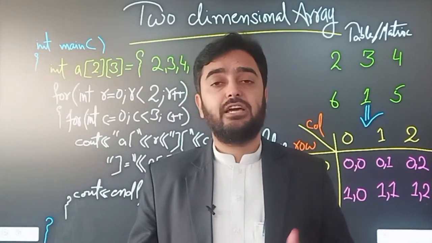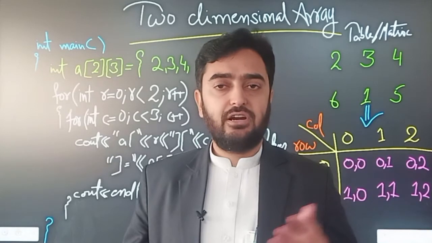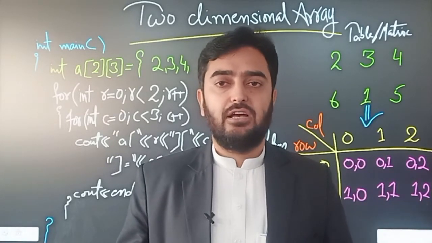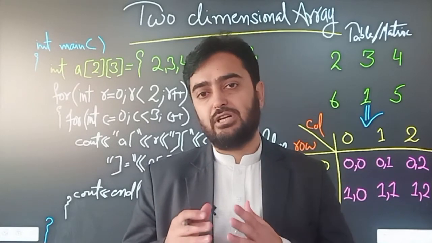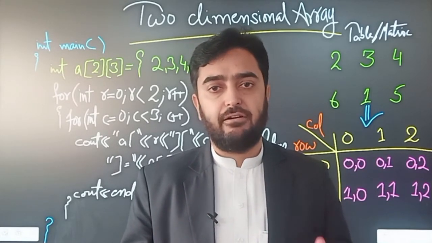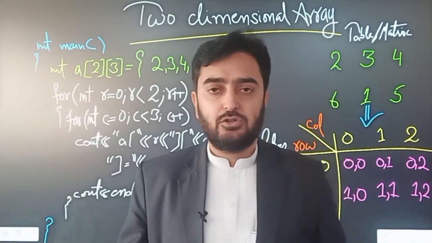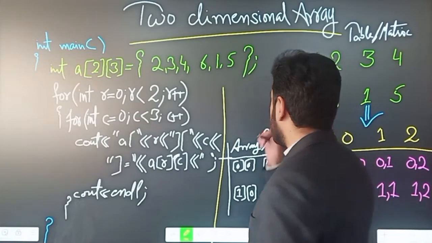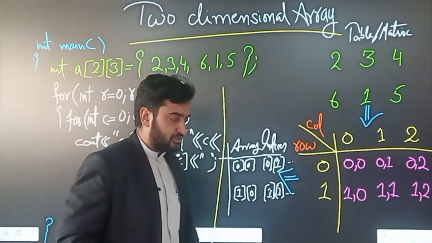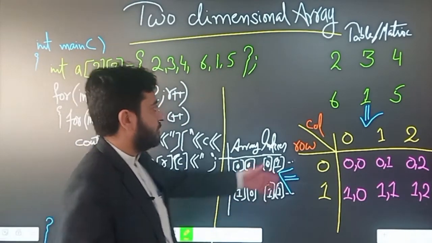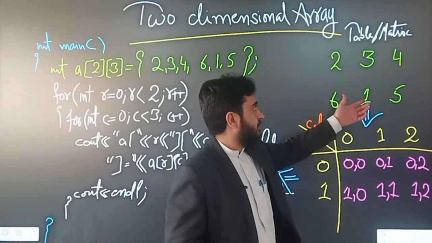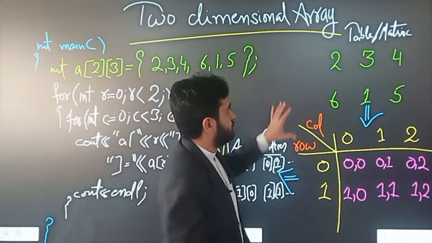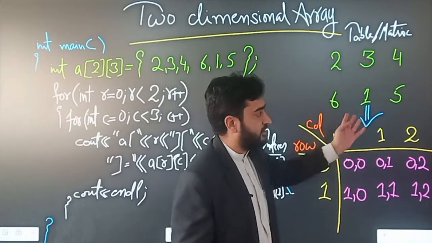In a similar way we can extend this two dimension into three dimensions and then into four dimensions. It means that C++ supports declaring multi-dimension arrays for different problems. In this lecture we are going to discuss two-dimension arrays. Let's see an example of a matrix or table. In this table or matrix we have two rows and three columns.